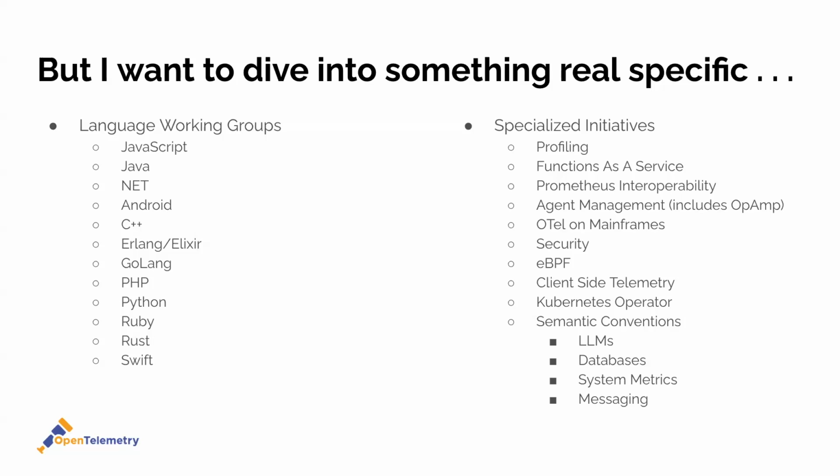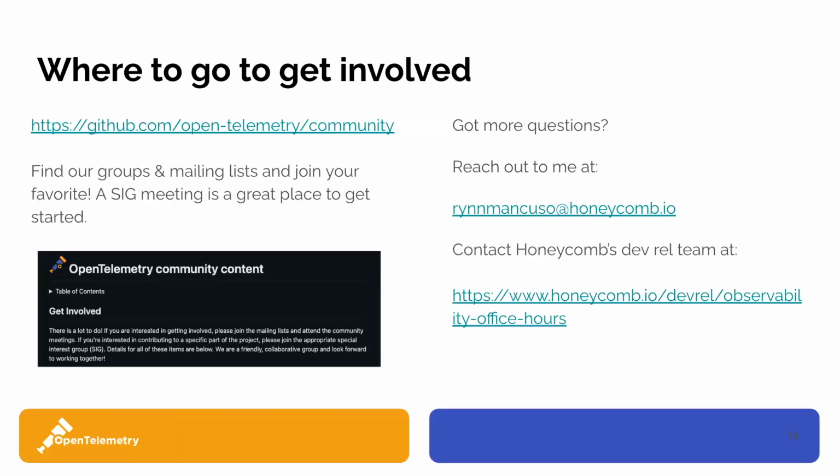And that's pretty much my talk. If you want to go get involved, you can find a lot of what I just shared with you on github.com/OpenTelemetry/community. And you can just Google OpenTelemetry community and get taken to that page. And that's where you can find these meetings, the mailing lists.